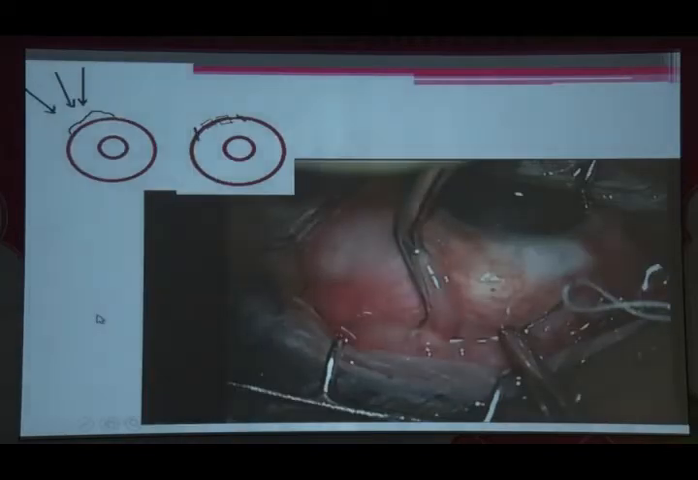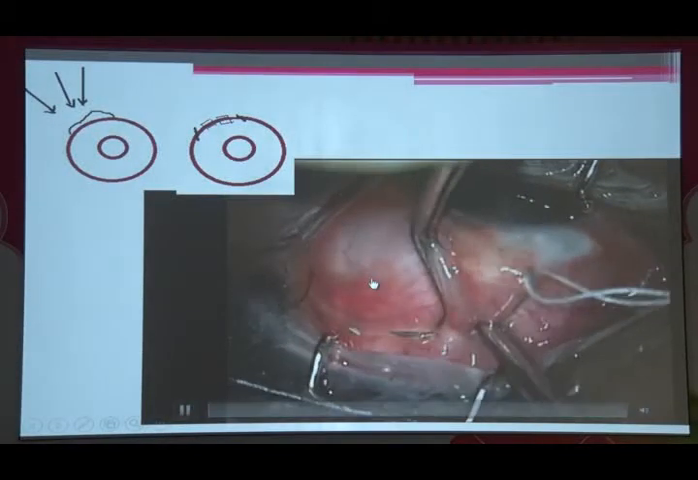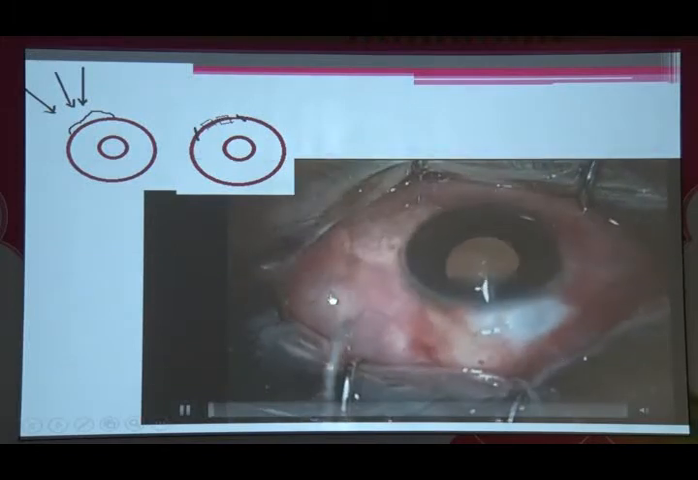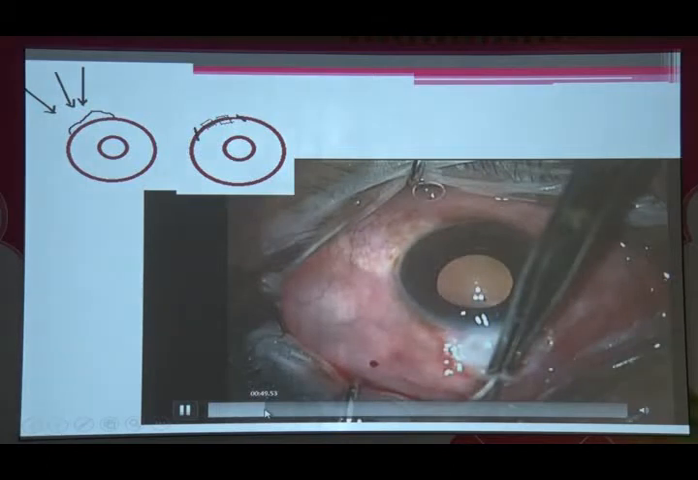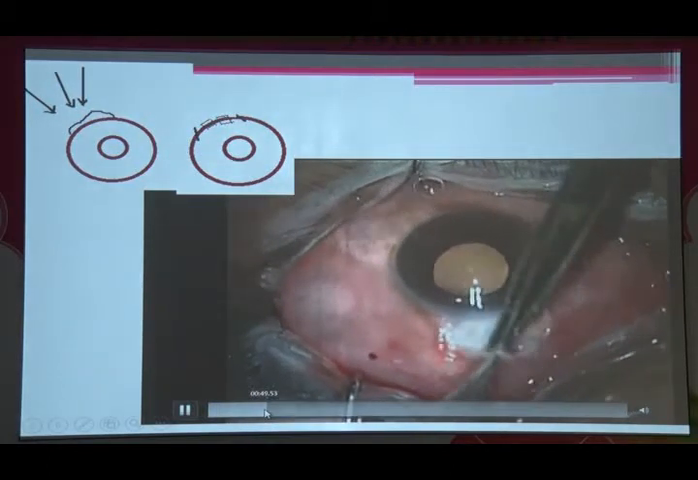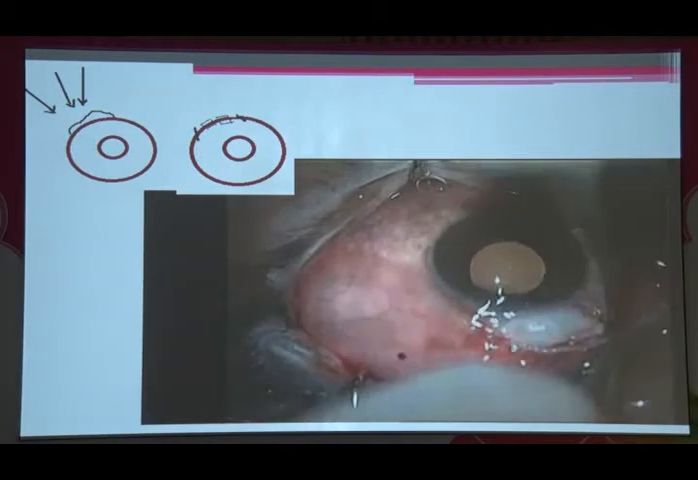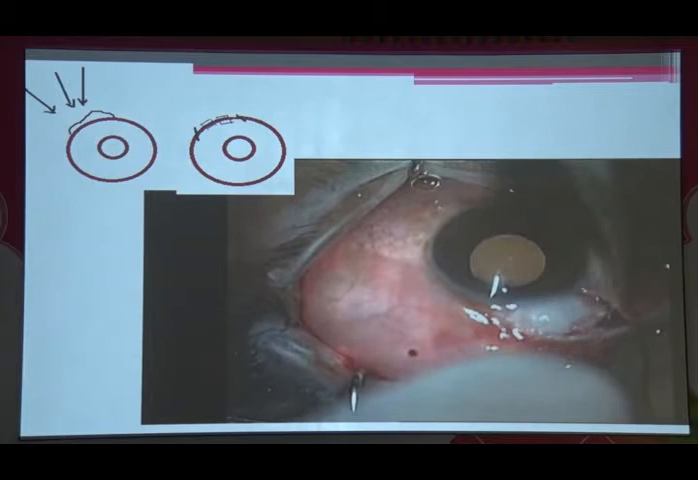And just to go forward, and I'm hoping that this works, again, for lack of time, I'm just going to take you forward. So you're just outlining the area of the bleb. Once you've outlined it, what you need to take is only the conjunctiva, nothing else, no Tenon's, nothing else. You're just taking conjunctiva from around.